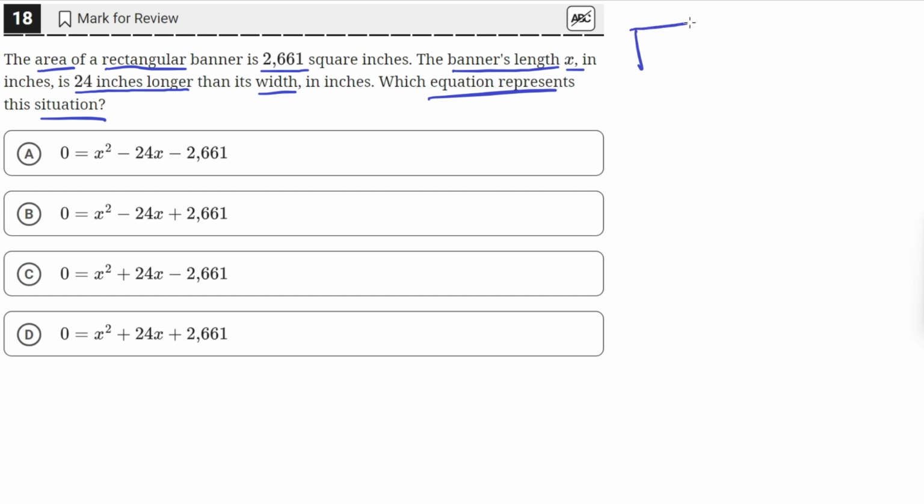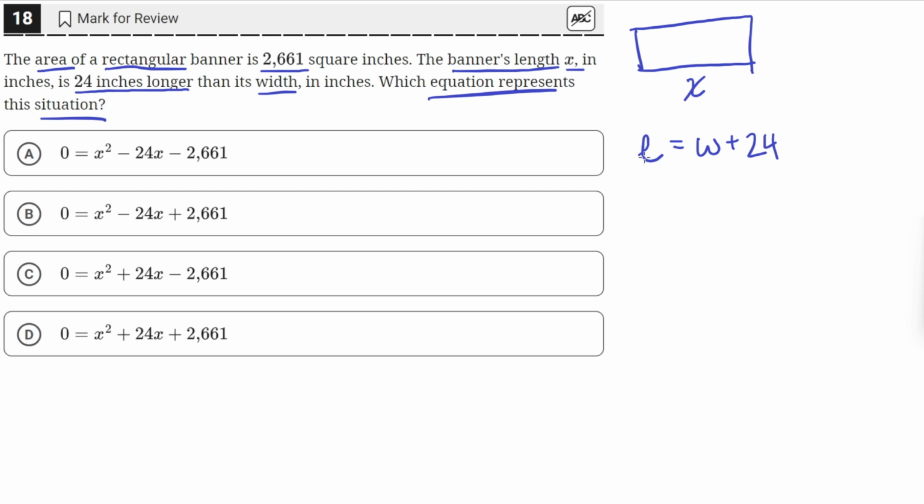So we have a rectangular banner, and we're told that the banner's length, x, in inches is 24 inches longer than its width. So we're told that the length is equal to the width plus 24 inches. So whatever the length of the banner is, it's equal to the width plus 24 inches.